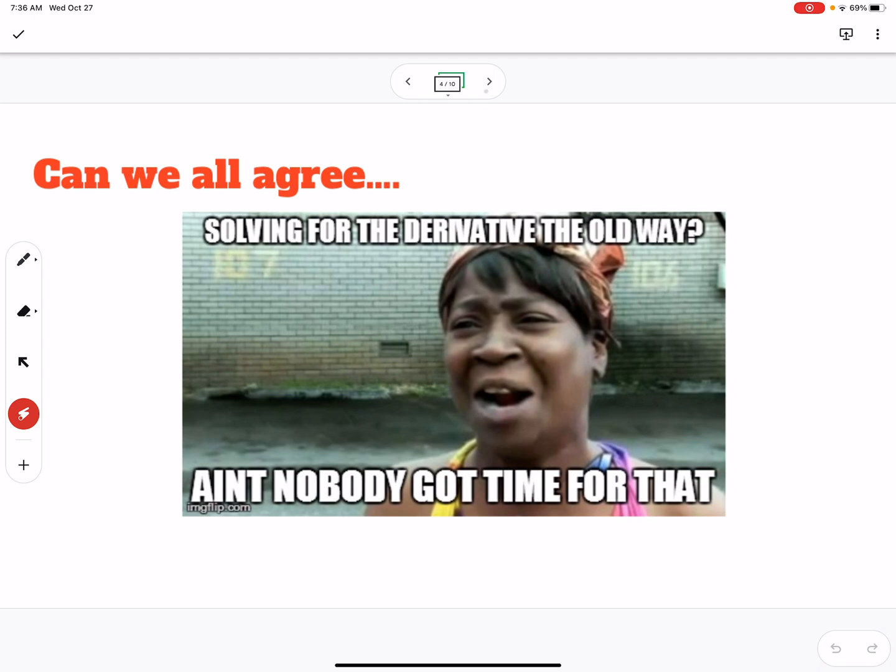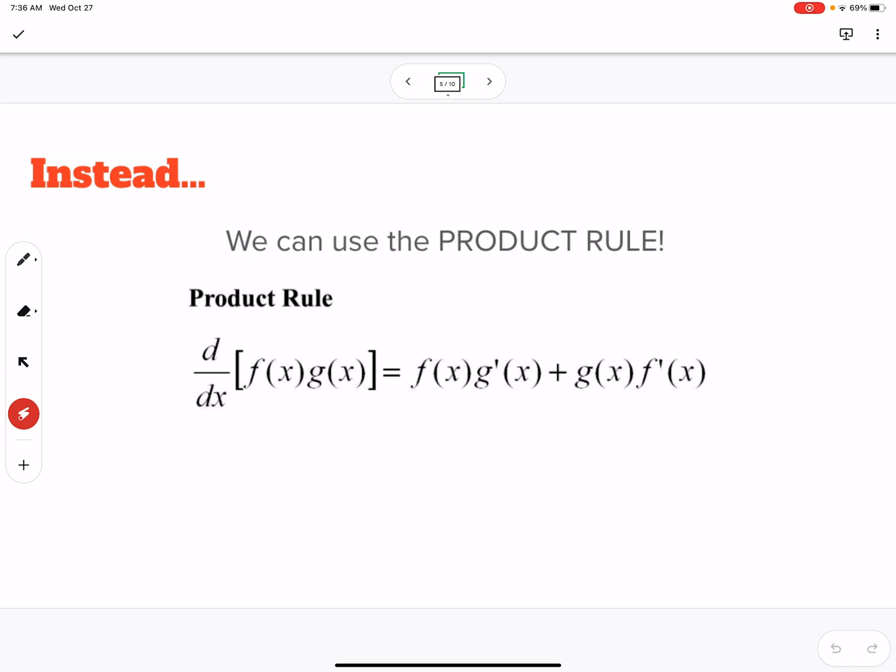Yeah, ain't nobody got time for that. So here we are going to use the product rule. As you're writing notes, you are definitely going to want to get this down in your notebook. What this is saying is, hey, I'm trying to take the derivative of two functions that are being multiplied together. Our rule says that the derivative of those two functions being multiplied together is the first function times the derivative of the second function plus the second function times the derivative of the first. Remember that little apostrophe just means prime, or derivative.